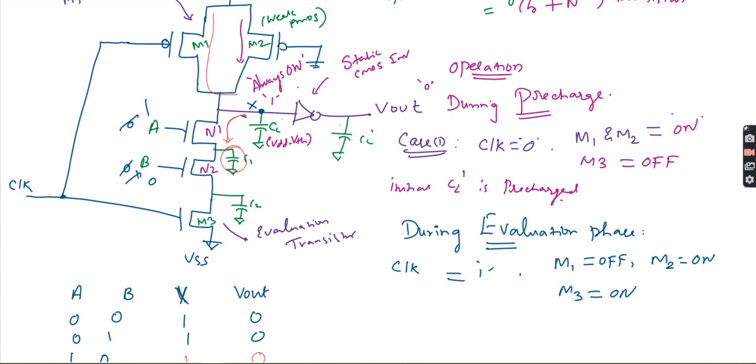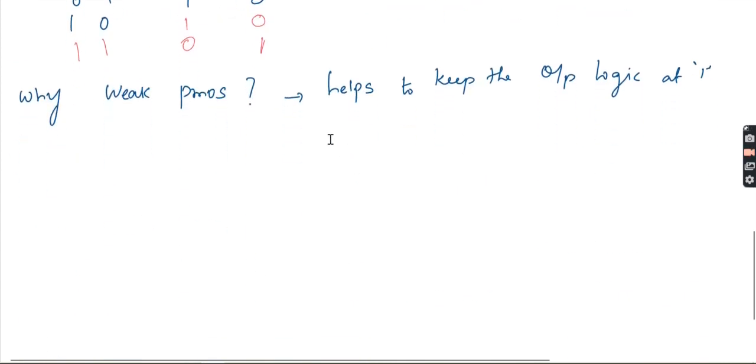If it keeps discharging, automatically what will happen? We won't get the output properly. So due to this transistor, it continually maintains the value of VDD minus VTH in the transistor. For that reason only we are using the weaker PMOS, that is the smaller PMOS. Then a very important thing here.